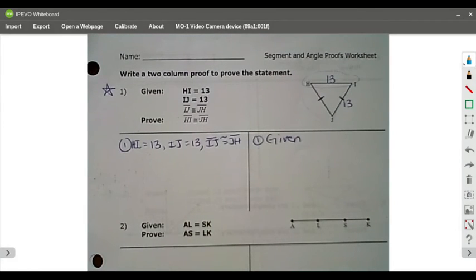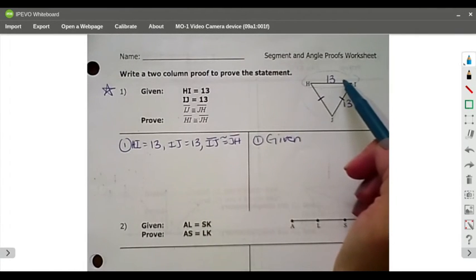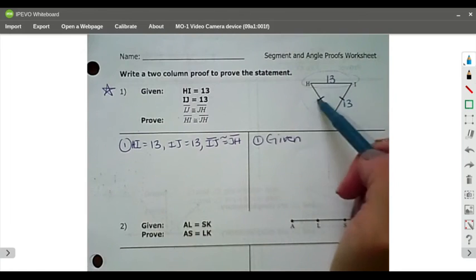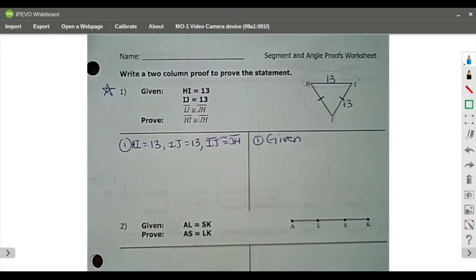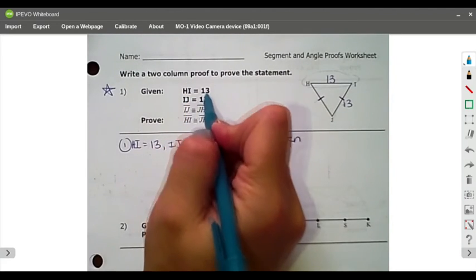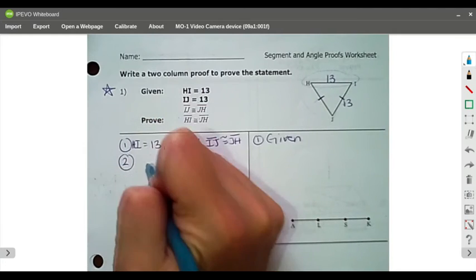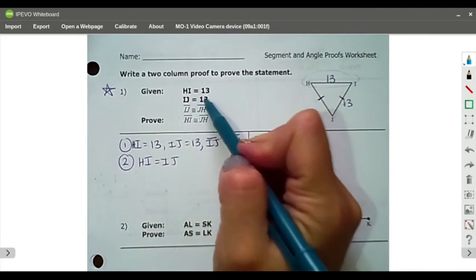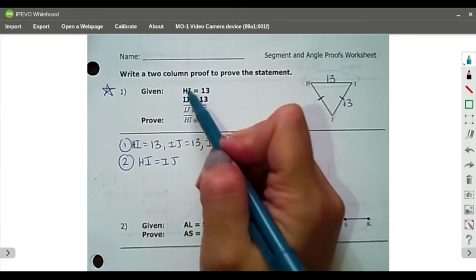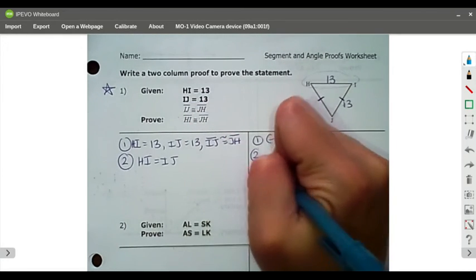Basically what I'm noticing is if these two both are equal to this one, they're going to end up being equal to each other. So we're probably going to end up doing some transitive here. I noticed that HI and IJ are both equal to 13. So let's first state that HI is equal to IJ, and that's because they're both equal to 13. So now they're equal to each other. That's transitive property.